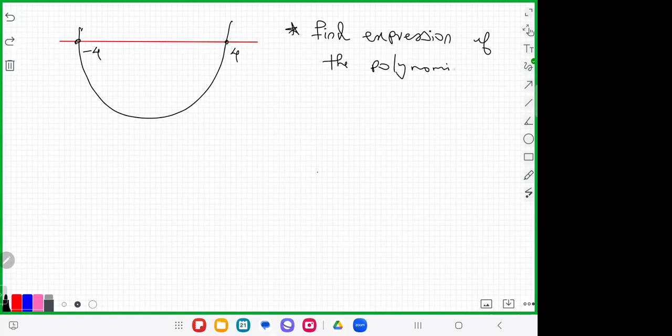How can you find the expression of the polynomial? That is, we want to express this graph in terms of the polynomial. So definitely we have two zeros. This is the first zero, the second zero.